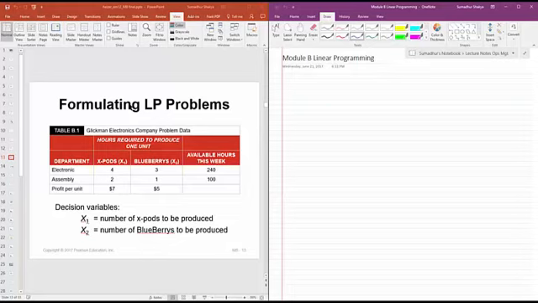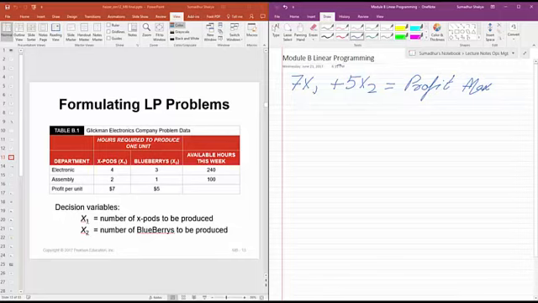So we want to maximize our profit, such that we say we make Xpods as x1, and we make a certain number of Blueberries, x2. We know that our Xpod sells for $7 and Blueberries sell for $5. So we are going to make 7x1 plus 5x2. That represents our profit function. The more profit the better, so we want to maximize this.